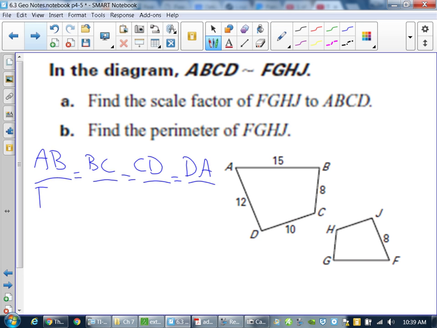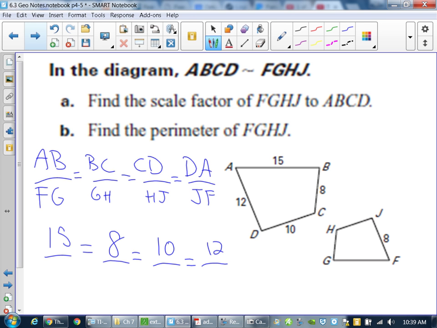Corresponding was what? GH. Everybody okay with writing out those statements? That's the easy part. From there, it's a matter of just filling in the blanks. Look at what you know. 15. 8. 10. And 12.